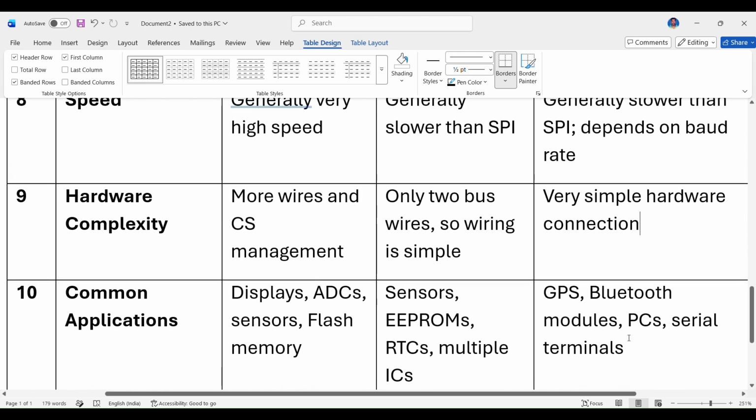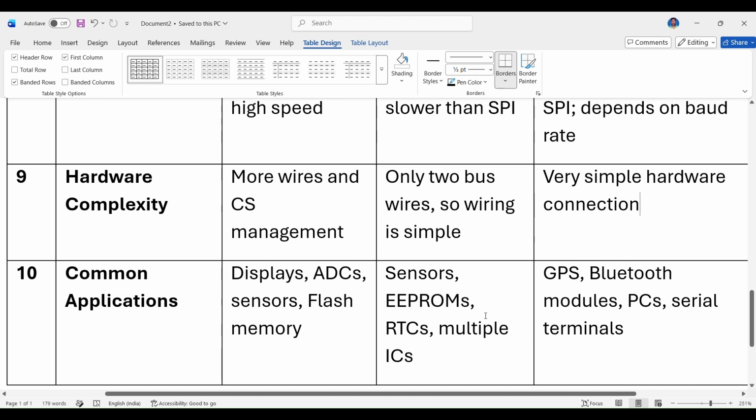Coming to common applications, for SPI we use it in displays, analog to digital converters, sensors, and flash memories.